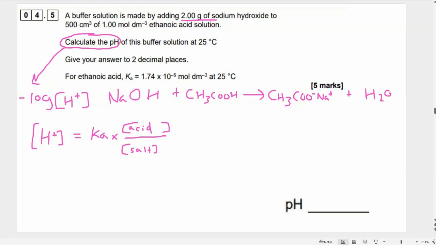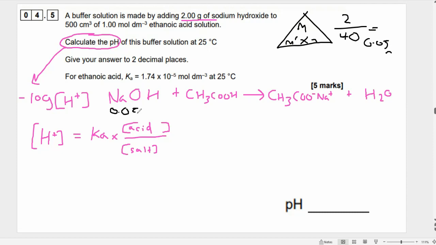Okay, now, let's check it out. It says that we had 2 grams of sodium hydroxide at the start of this. And we know that we need to find the moles, basically. So we have moles equals mass over Mr. To find the moles, I need to do mass over Mr. That's 2 over 40. The 40 comes from the sodium hydroxide, and that equals 0.05 moles. So I have 0.05 moles of my sodium hydroxide right at the start of this.